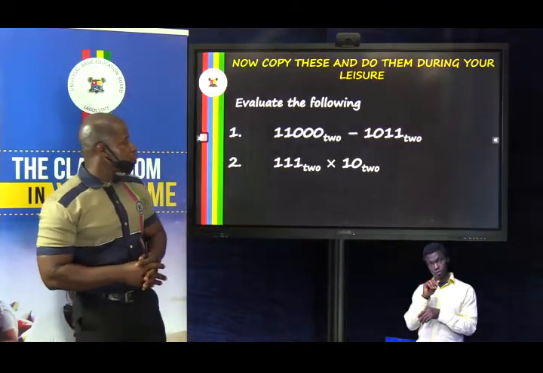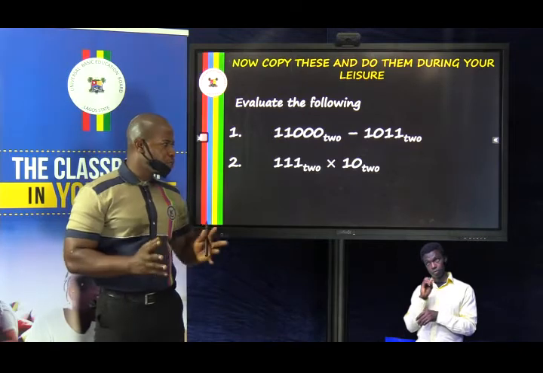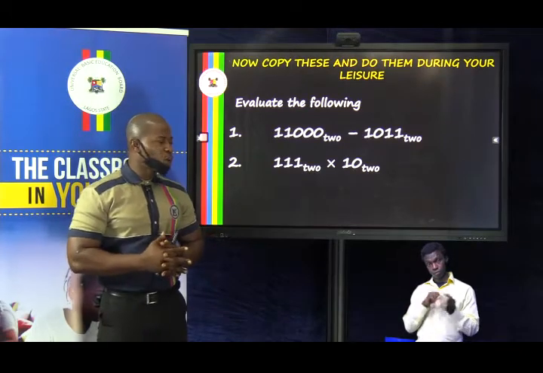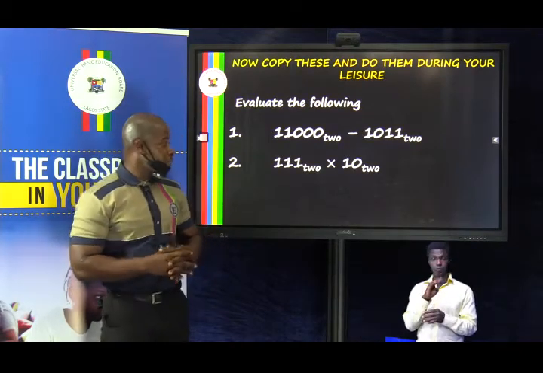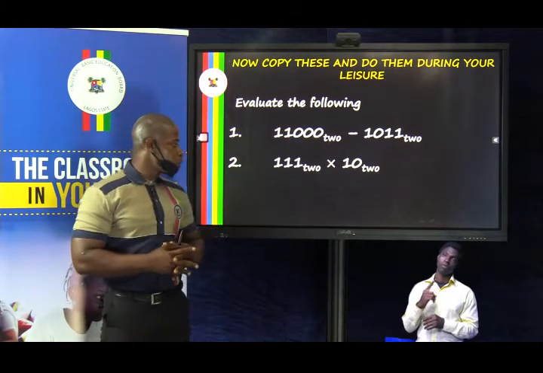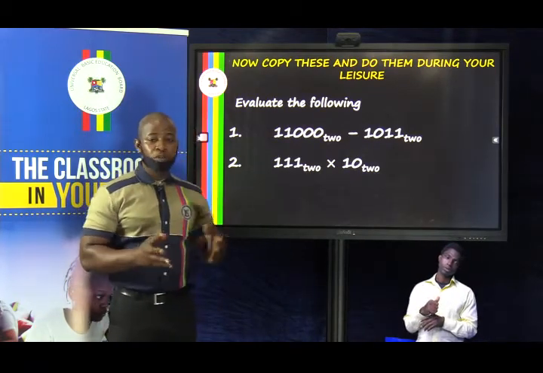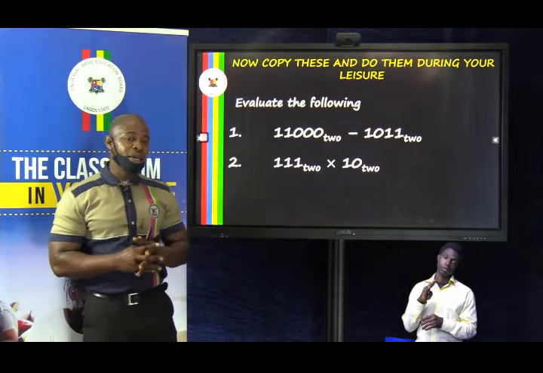You are to evaluate 11000 in base 2 minus 1011 in base 2, and also 111 in base 2 to be multiplied by 10 base 2.